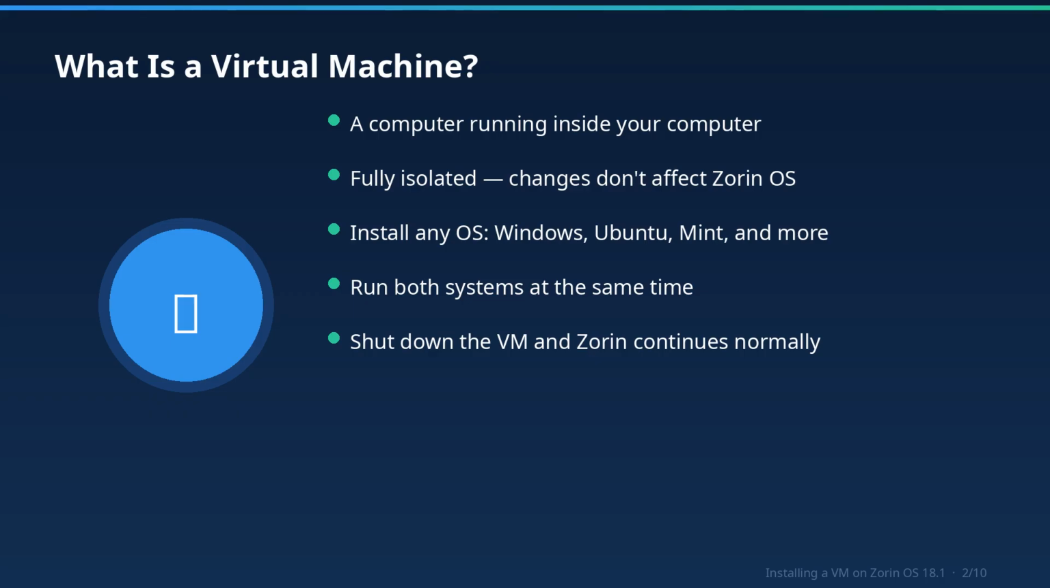Before we dive in, let's talk about what a virtual machine actually is. Think of it as a computer inside your computer. You create a virtual machine, or VM, using software, and that VM behaves just like a real physical computer. You can install a full operating system inside it, run applications, browse the web, and even shut it down without affecting Zorin OS at all. The two systems are completely isolated from each other.